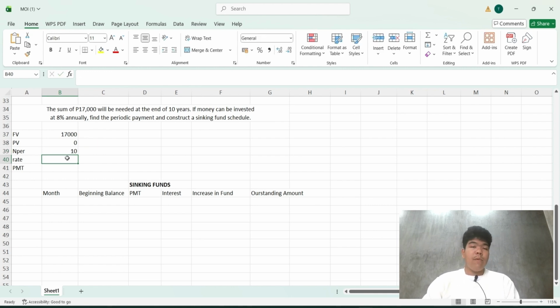And now for our rate. The rate that we'll be using here is not the 8%, because the 8% here is our j. The rate that we need would be the i. In order to get the i, we must divide our j, 0.08, by our m, which is 1. If you input that in the calculator, the result will still be 8% or 0.08. So we input it here in our cell, 0.08. Press enter.